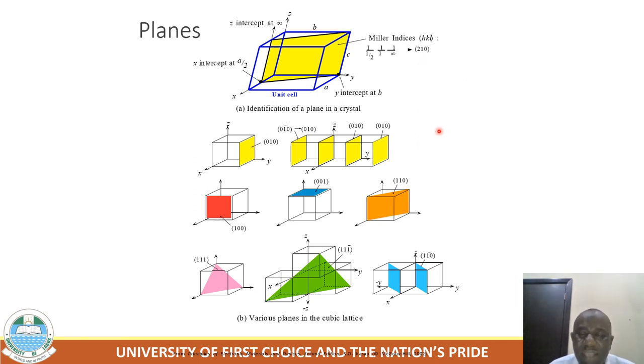So the Miller index is represented by the generic term HKL. And that is what you see here. HKL, without a separation between them. For direction, I forgot to mention that, it is U, V, W. Anywhere you see a designation U, V, W, please know that they are referring to direction. And anywhere you see H, K, L, please know that they are referring to plane.